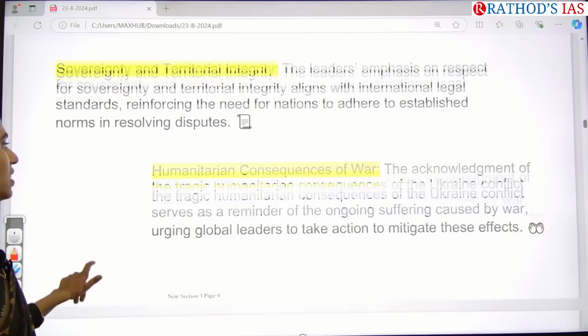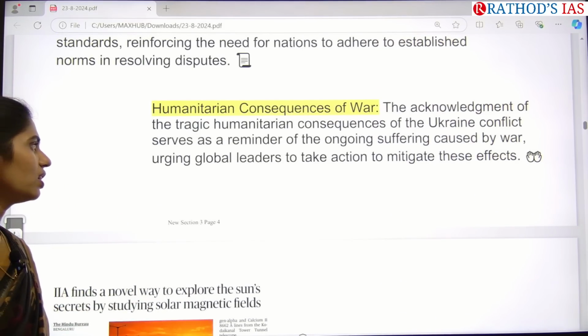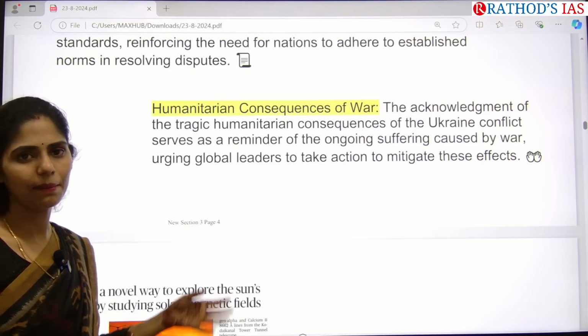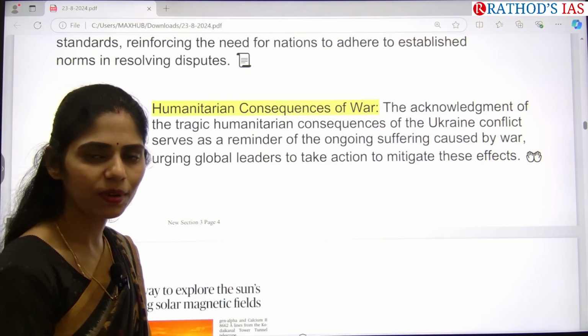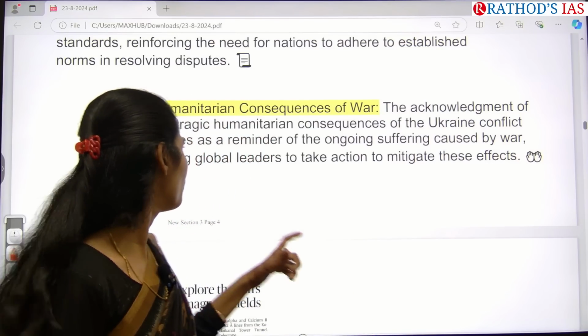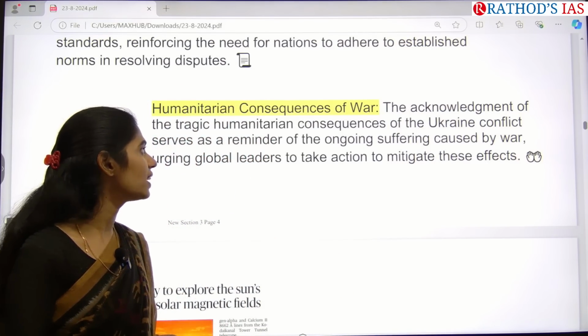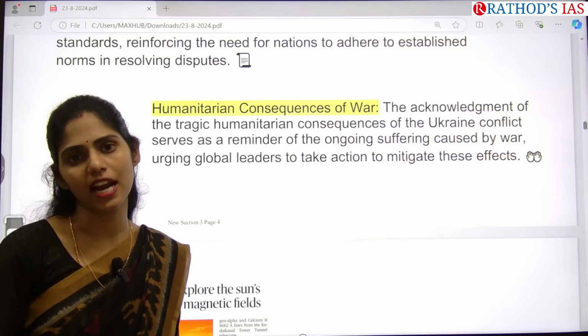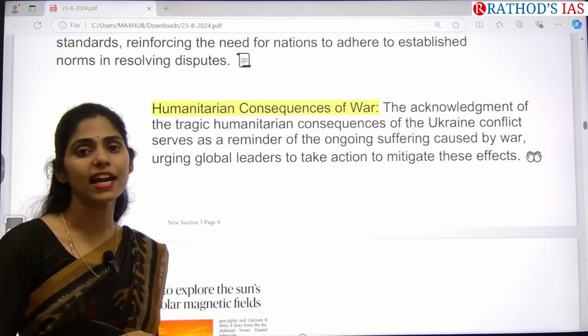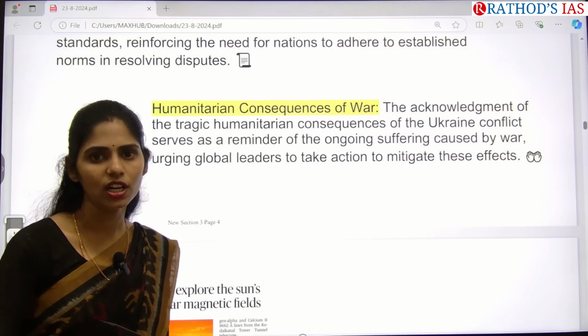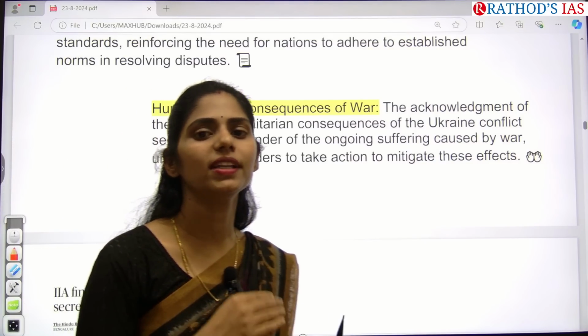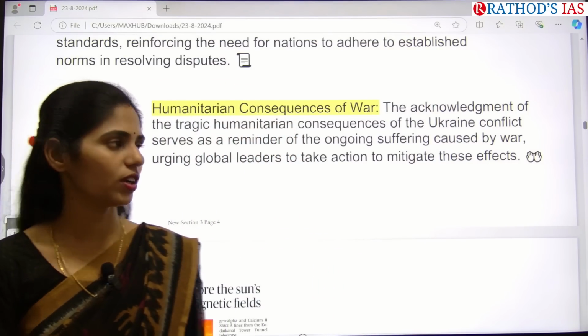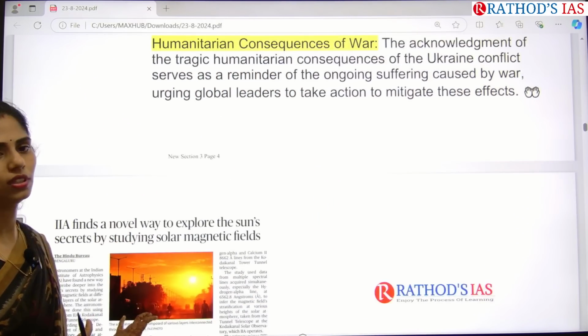And the next one is, what will be the consequence of war? Because of war, what happens? There will be loss of life, property, everything. So we need to understand the humanitarian consequences of war. Whenever we understand the consequences of war, then we can try to limit that war to some extent. Okay, so these are the points you have to remember.